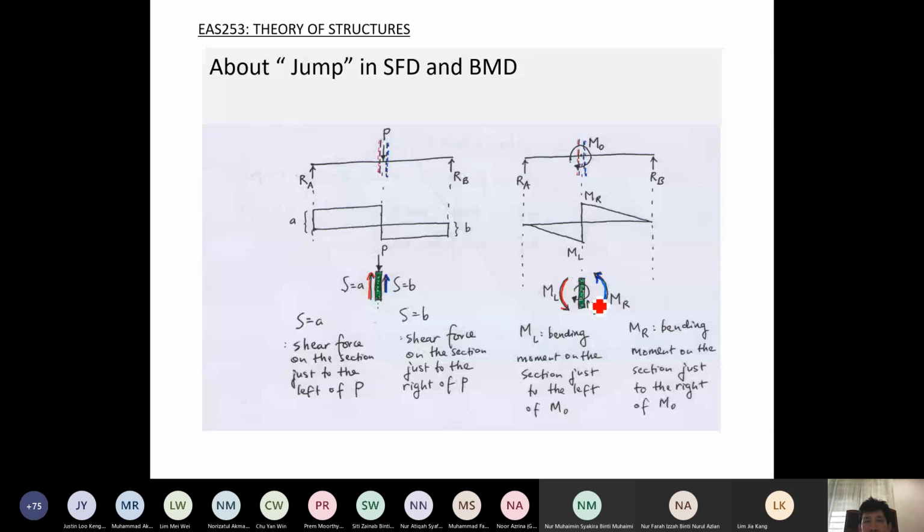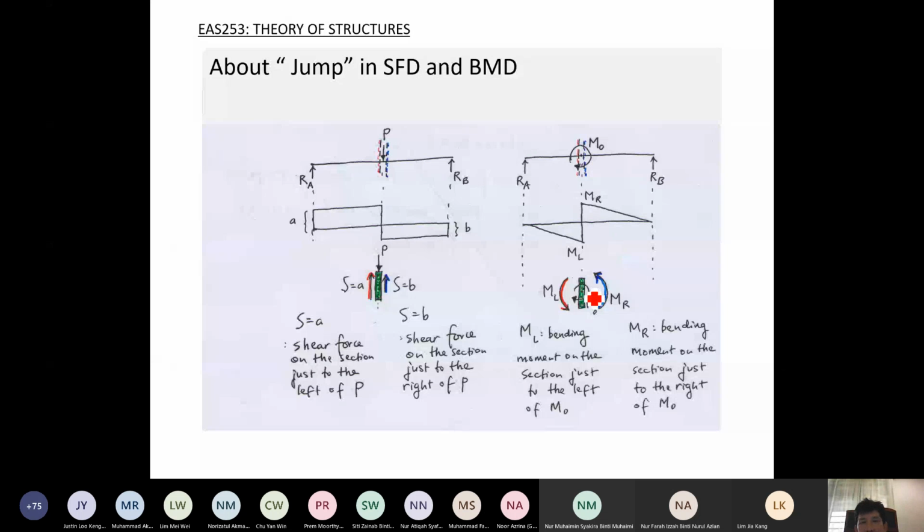The same thing for the bending moment diagram. If I draw a simply supported beam and there's a concentrated moment here, then I get this bending moment diagram. So on the section before and the section after, the bending moment is different. So I draw the free body diagram of this section that I cut, just to the left and just to the right, a very small portion here.